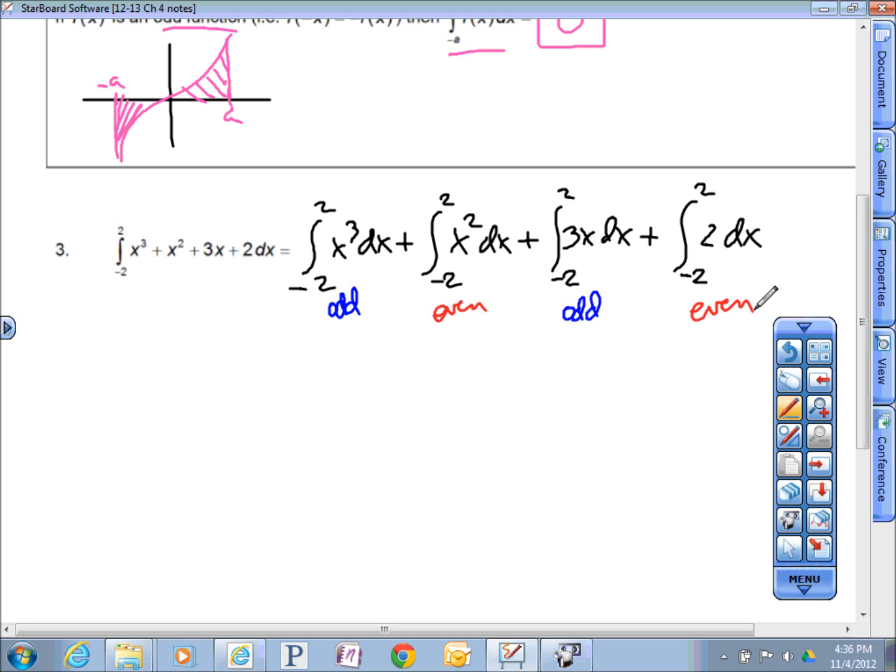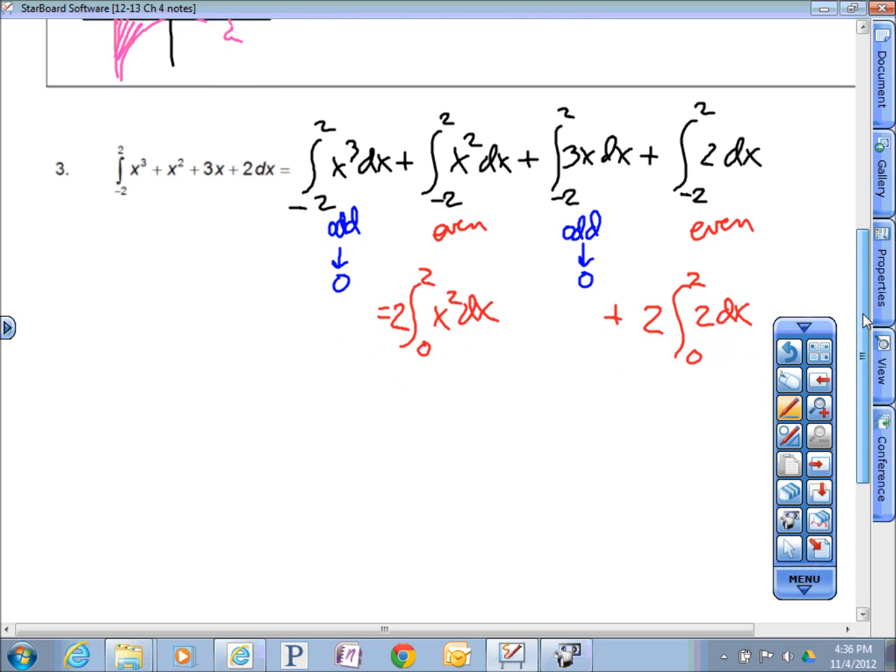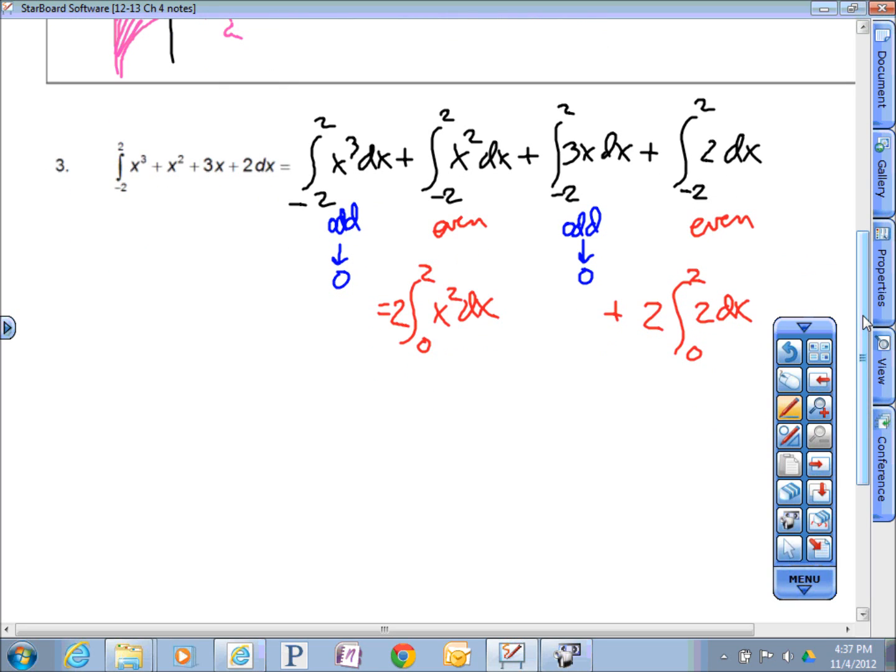Well, what's the shortcut for integrating from negative 2 to 2 of an odd function? This is going to be 0. So is this one. So we've reduced this 4-term polynomial down to 2. And if I wanted to, I could turn this problem into the integral from 0 to 2 of x squared dx, as long as I remember to double the result, plus double the integral from 0 to 2 of 2 dx. And now I've just created a function that is a heck of a lot easier than the one I had before.